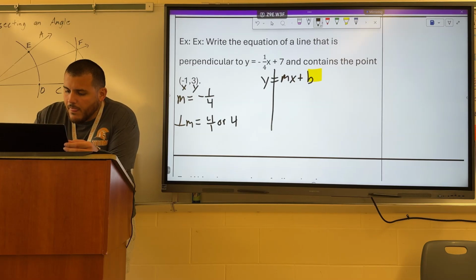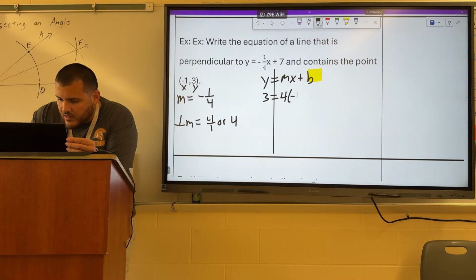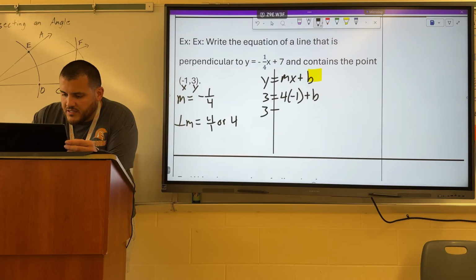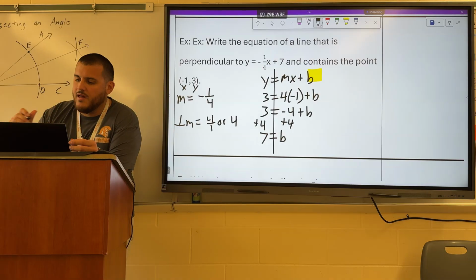All right, so substituting my 3 for my y gives me 3 on the left. My slope I know needs to be 4, that's my m. My x given to me is negative 1, right? We have that plus b, right? 4 times negative 1 gives me negative 4. And now I can get my y-intercept alone by using the addition property of equality, adding 4 to both sides, and I get a y-intercept of positive 7.